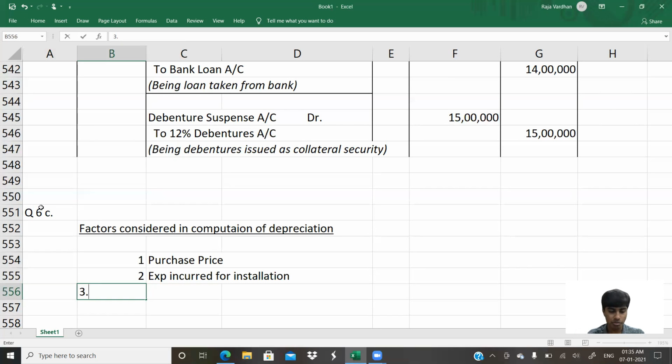Number two, or number three. After one and two, cost is there. Then if the useful life of the asset is long, the depreciation will be less for every year. If the useful life of the asset is less, then the depreciation will be more for every year. So depreciation is truly dependent on how many years the asset will be useful. So the third important term is the useful life of the asset.